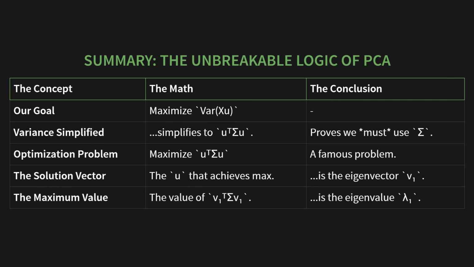Let's summarize the unbreakable logic of PCA. Look at this table. We started with a concept, our goal. The math was to maximize the variance of xu. Then we simplified that variance, and the math showed it simplifies to u transpose sigma u. The conclusion? We have to use sigma. There's no other choice. Next, this gave us a new optimization problem. Maximize u transpose sigma u. This is a famous problem. The solution vector u that achieves this maximum is proven to be the eigenvector v1. And the maximum value itself? That's the value of v1 transpose sigma v1, which is proven to be the eigenvalue lambda 1.